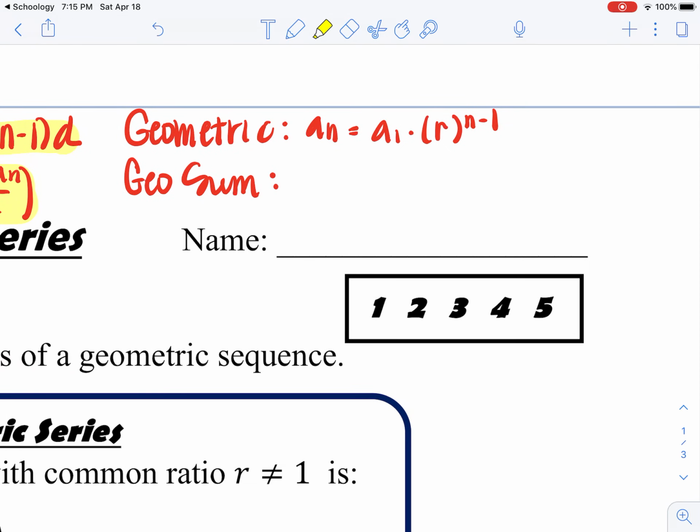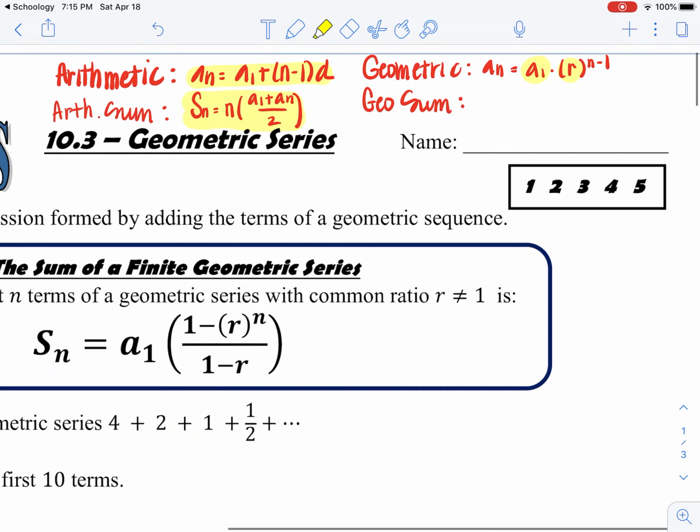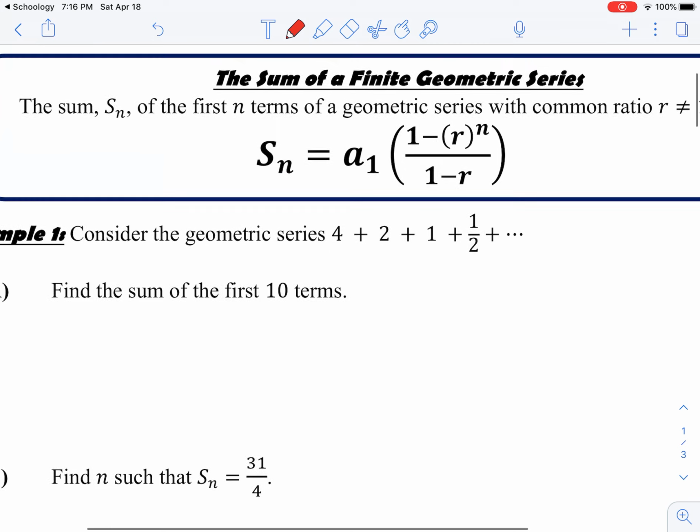We also learned geometric series. This is for geometric sequence. This is something that's differing by a ratio. A sub n equals the first term times that ratio raised to the n minus 1 power. So today we are going to talk about, well, how do you sum the terms of a geometric sequence? Which is called a series. So how do you find the sum?